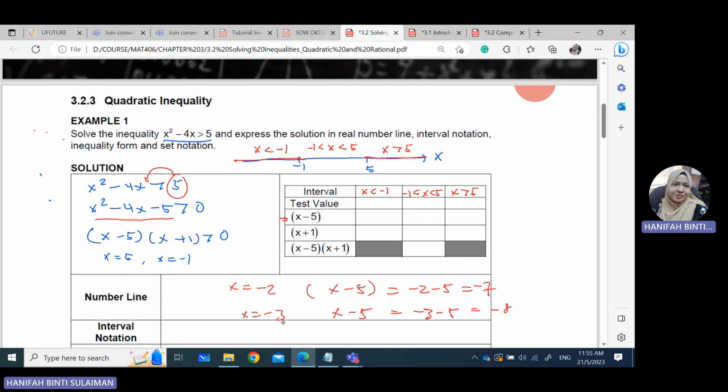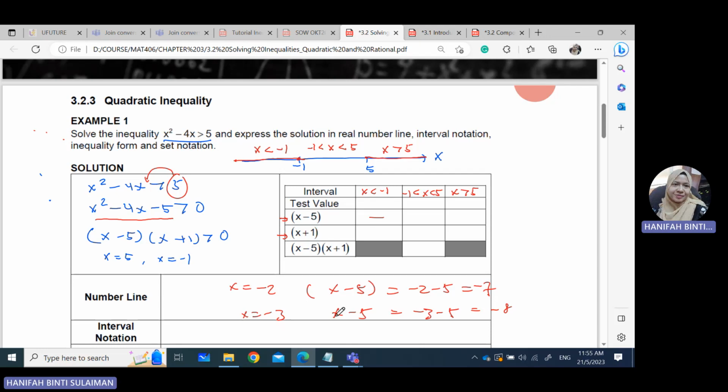So kita boleh andaikan kalau x tu semakin kecil, so untuk x minus 5 is always negative. Nilai-nilai dia sentiasa negatif. Alright. So untuk yang ini x plus 1, so the values of x is less than negative 1.